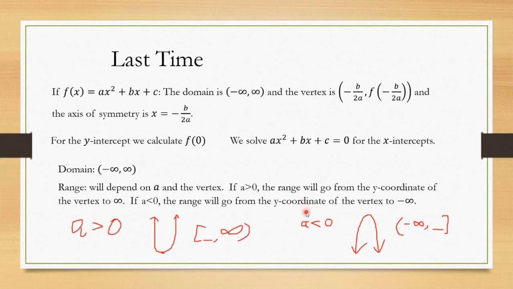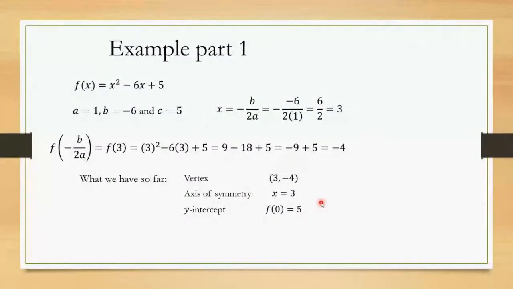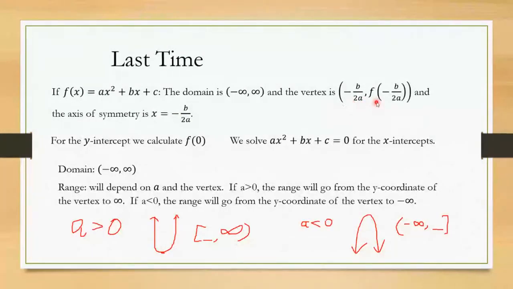All right, so we have this. Let's dive right in and do an example. Here's an example. We have a is 1, okay? We have x squared minus 6 times x plus 5. a is 1, b is minus 6, and c is 5. So using that vertex formula here, we can figure out what the vertex is. Either way, you're going to have to calculate this: negative b over 2 times a.